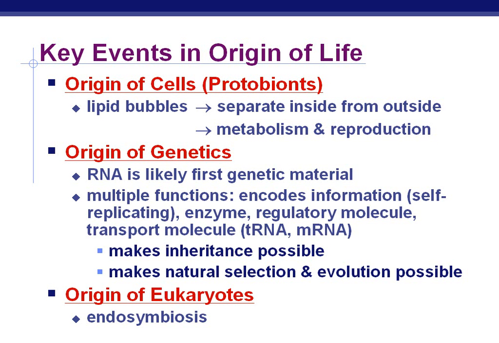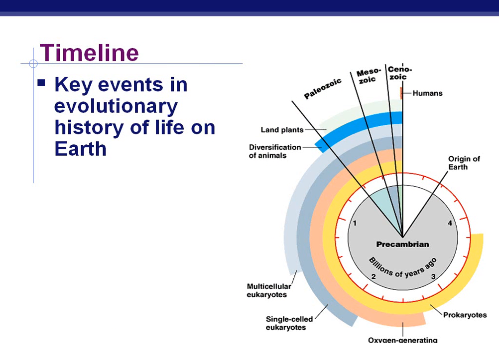Let's take a little walk through the timeline of some key evolutionary history of life on Earth. So this is like a little clock. Here's the origin of Earth, billions of years ago, and swinging on around. So we've got prokaryotes, then oxygen-generating photosynthesis, single-celled eukaryotes, of course, are still in existence, multicellular eukaryotes, diversification of animals, land plants, and then humans. And why do we even bother putting them on there? Because we're egotistical. We like to know about our own evolution.